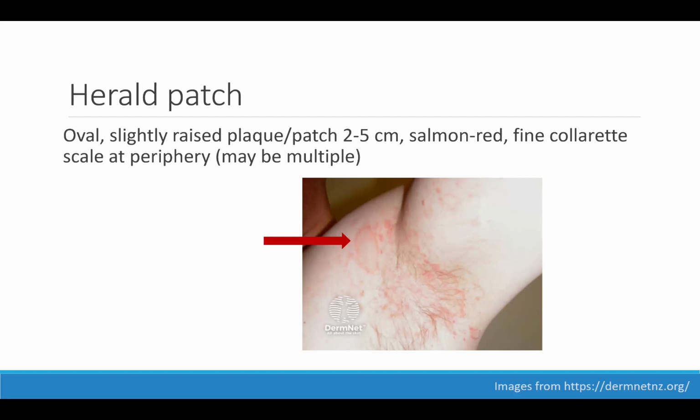It is characterized by the appearance of a harrow patch at first, and this is an oval, slightly raised plaque or patch measuring approximately 2 to 5 centimeter. It is often salmon red in color with fine collarette scales at the periphery, and the harrow patch may also be multiple.